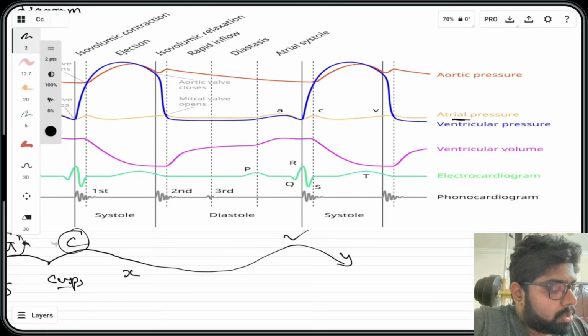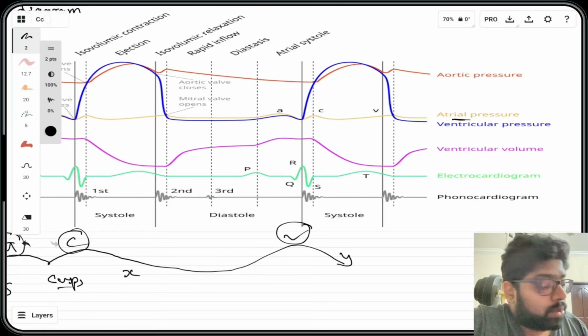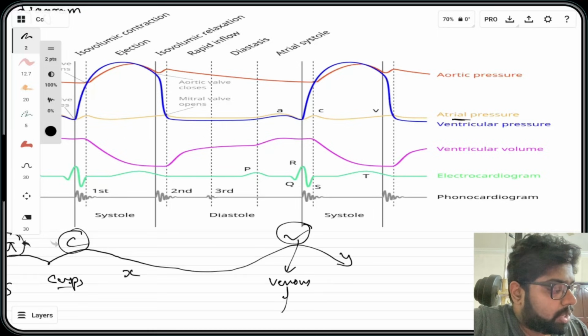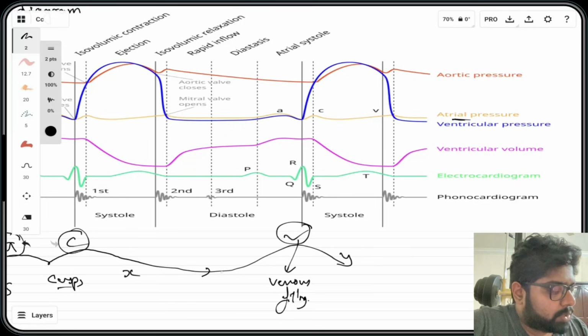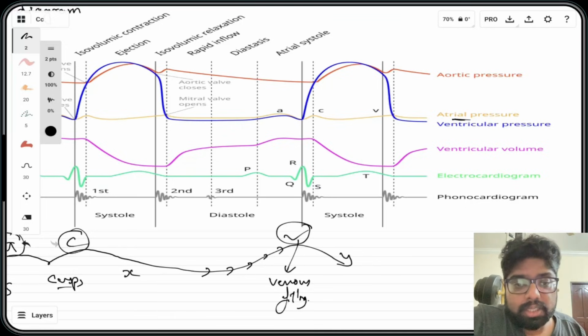What about the V wave? There is this tendency among students to name this as ventricular contraction, but that is completely wrong. V stands for venous filling. The atria collects the blood from the big veins, right? So when there is gradual buildup of venous blood inside the atria, this will result in a gradual increase in pressure. As you can see here, this is a much gradual increase. So the V wave in the atrial pressure curve corresponds to the venous filling of atria by blood.